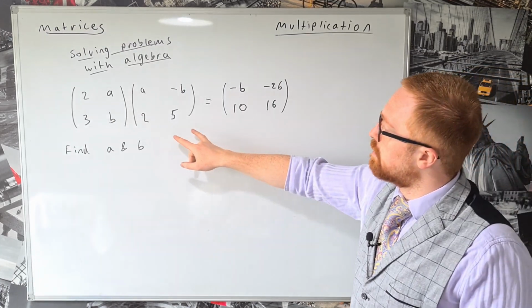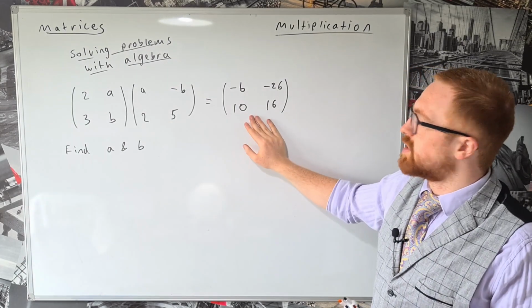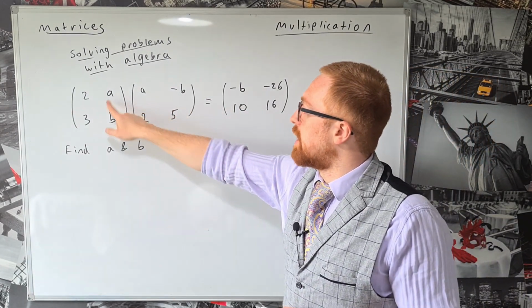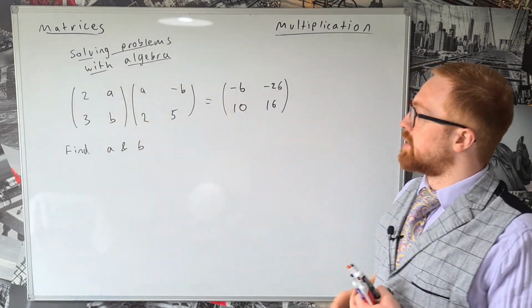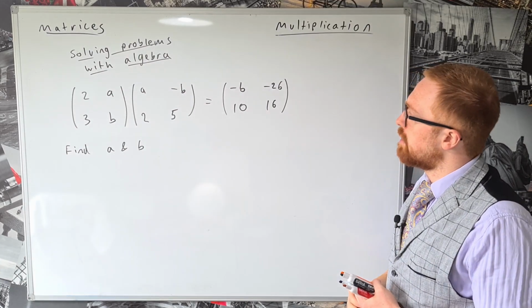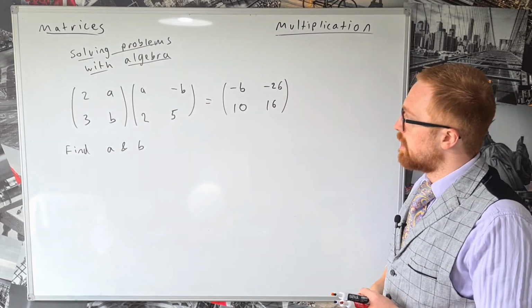Okay, so on to our last example now. In this one, we're looking at two matrices being multiplied together, but we're told the answer, and we have to find some variables in each of the matrices that we don't know. So if you want to pause the video and have a go, now is a good time to do that before we go through how to do it.